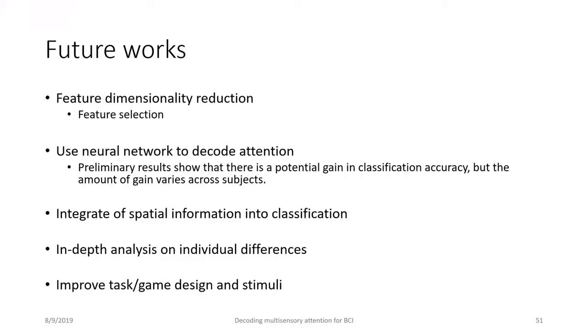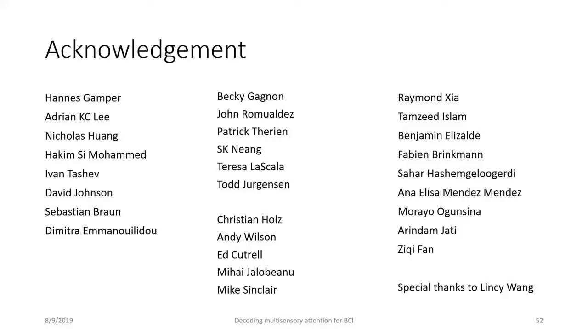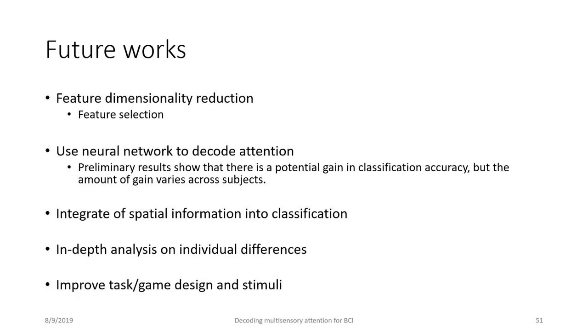So in the future, we can do a lot of things to investigate what's going on and how we can improve this BCI system. We can do some feature dimensionality reduction by feature selection. And we can use a neural net. In fact, we already tried to use a neural net with an already existing structure to do the classification. But the result varies across different subjects. For some subjects, there's a huge increase in the decoding accuracy, but for some, it's slightly better or even lower than the simple LDA. So we need more time to work on that end.